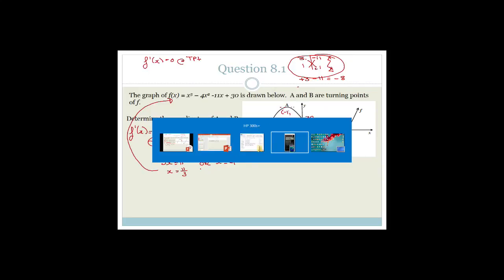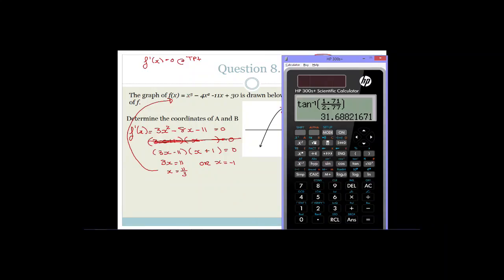So let's get out our calculators. Okay. And I'm going to first substitute in 11 over 3. So I'm going to clear this. Let's try again. I'm going to go 11 over 3, close bracket, to the power of 3, minus 4 bracket, fraction 11 over 3, close bracket squared, minus 11 bracket 11 over 3, close bracket, plus 30.